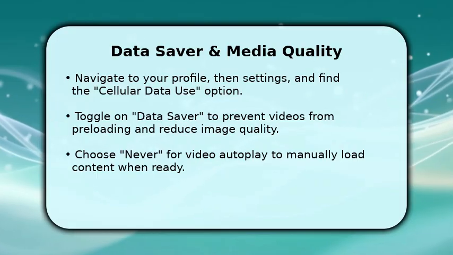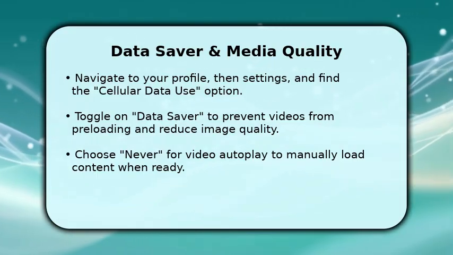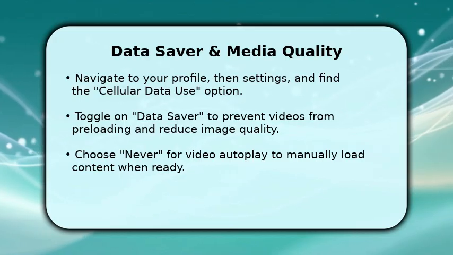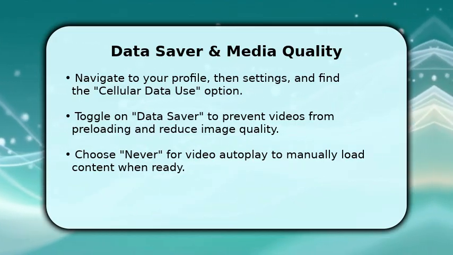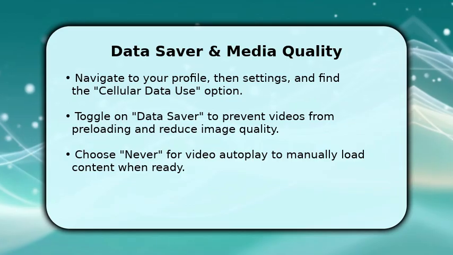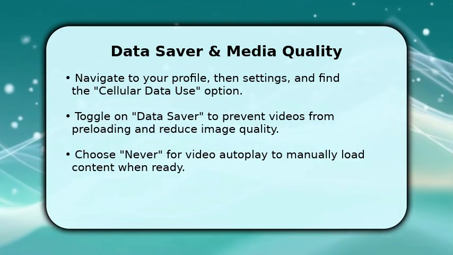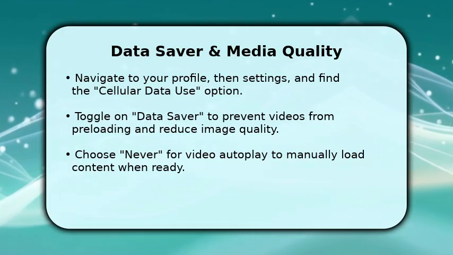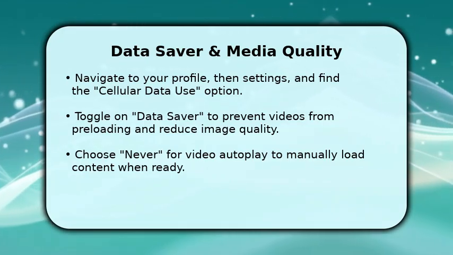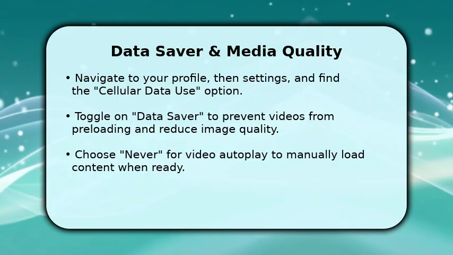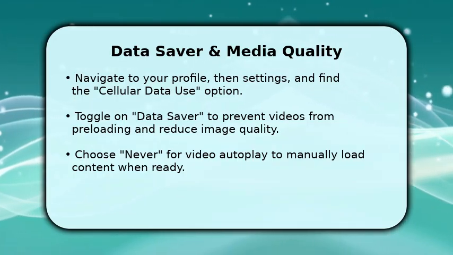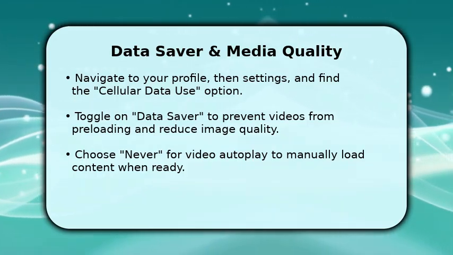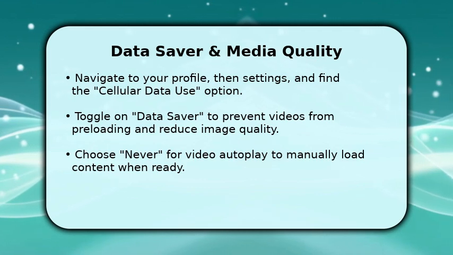Let's dive deeper into optimizing your settings. To activate Data Saver, go to your profile, tap the three lines for the menu, select Settings, then Account, and finally Cellular Data Use. Here, toggle on Data Saver. This action will prevent videos from preloading and can even reduce the quality of images, saving you valuable data. Additionally, set video autoplay to never so you control when content loads, giving you more power over your data consumption.